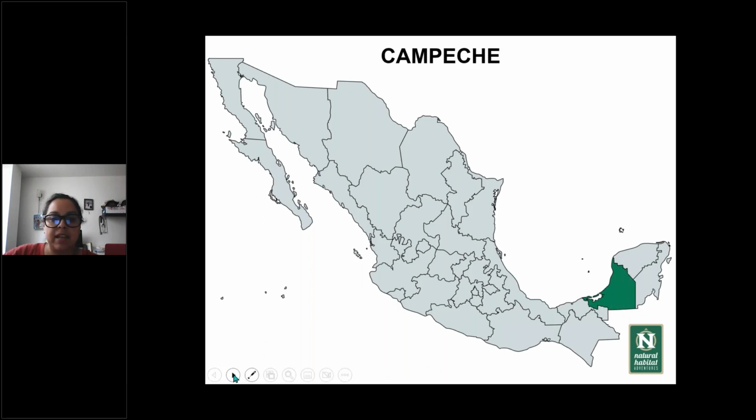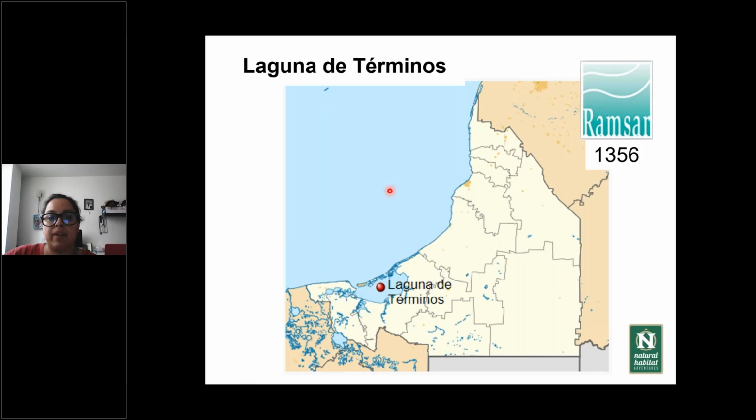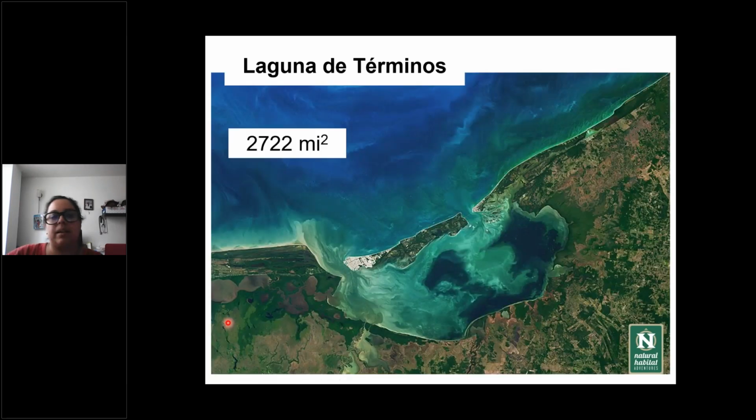Okay, so the Campeche state right here by the Gulf of Mexico only has a coast on the Gulf of Mexico. And there is this beautiful place named Laguna de Terminos. You can see it's a pretty huge estuarine lagoon. That means it's brackish water more than fresh water, and it is around 2,700 square miles in total.